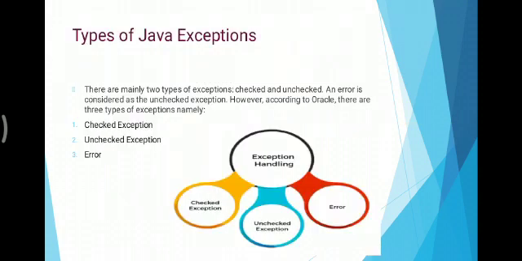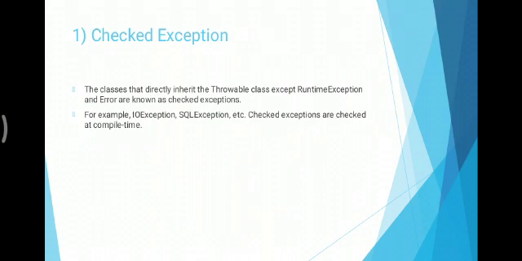Types of Java exceptions. The three main types of Java exceptions are checked exception, unchecked exception, and error. Checked exception: the classes that directly inherit the Throwable class, except RuntimeException and Error, are known as checked exceptions. For example, IOException, SQLException, etc.